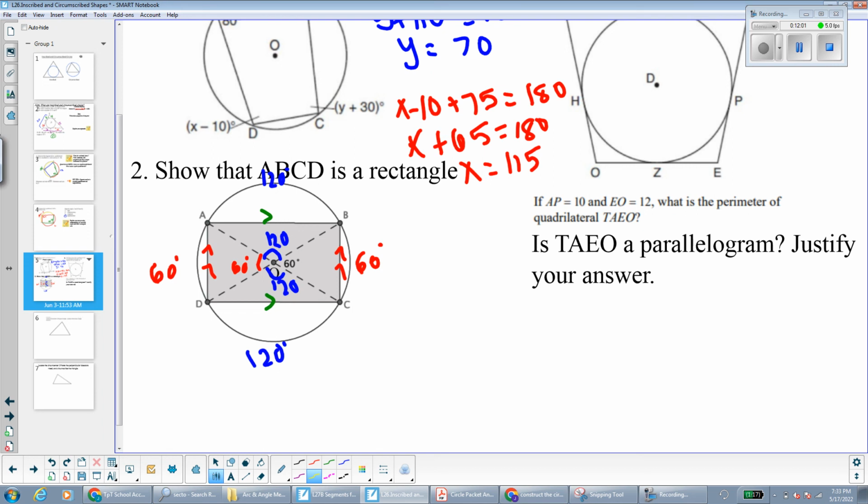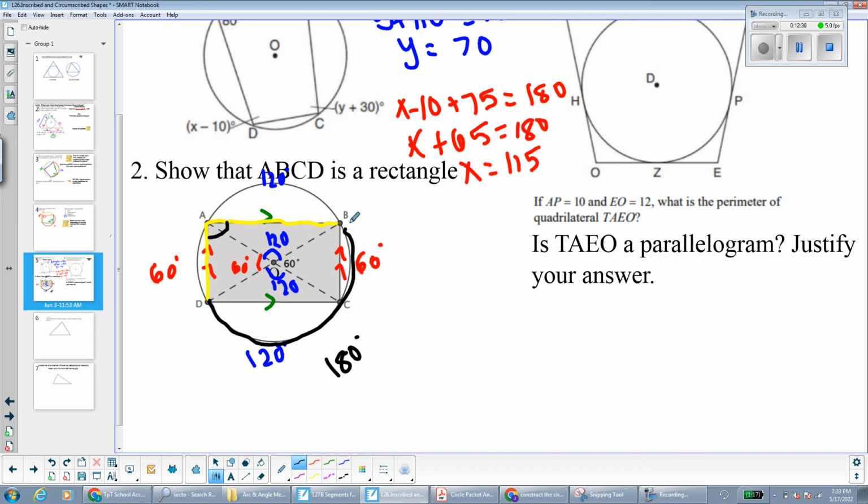So take a look here. I'm just using angle A. I could use any of the 4 corner angles of this parallelogram. We haven't proved it's a rectangle yet. Angle A is an inscribed angle. So that means it's half the measure of its intercepted arc. Its intercepted arc is arc DCB. And arc DCB is 180 degrees. So half of that is going to be 90.